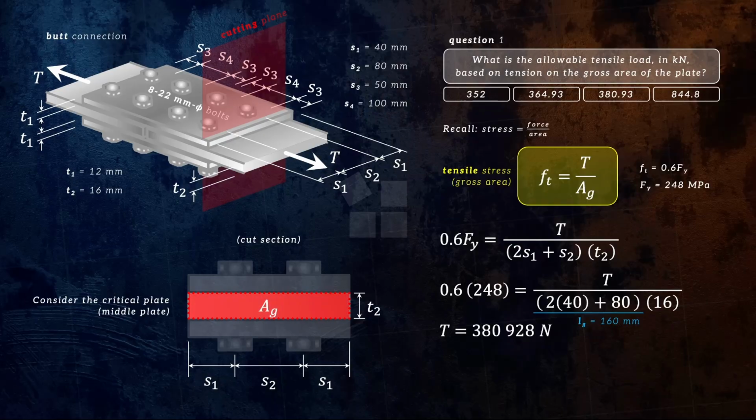Solving now for T, we have a value equal to 380,928 newtons, which we must convert to kilonewtons, therefore having a value approximately equal to 380.93 kilonewtons, because from our question, the answer is required in kilonewtons. And this is the final answer for the first question.